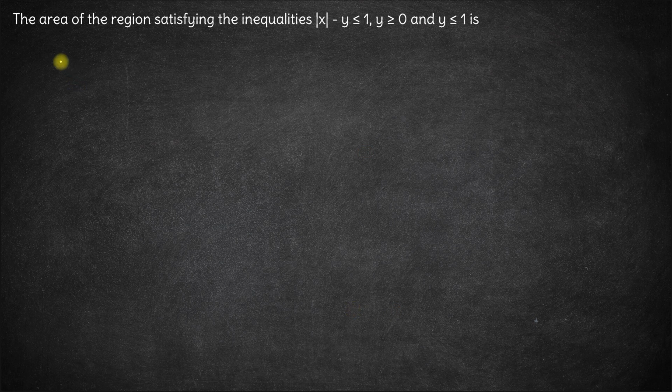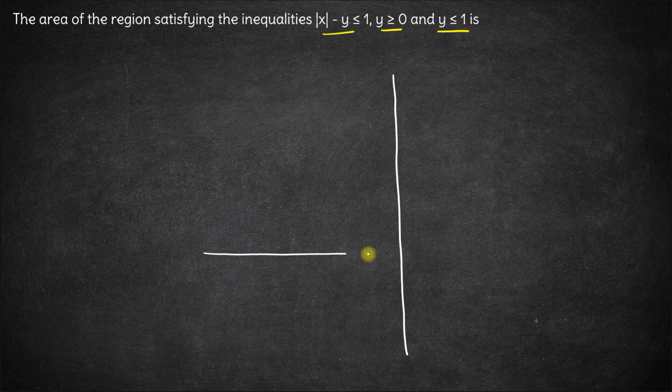Hi. Here we have to figure out the area of the region satisfying these inequalities. So we have this, this and this. So we'll have to draw a graph basically for this whole thing. So first inequality is y is greater than or equal to 0, right? So that means we have to only consider the first and the second quadrant. The third and the fourth quadrant are out of scope because of this.